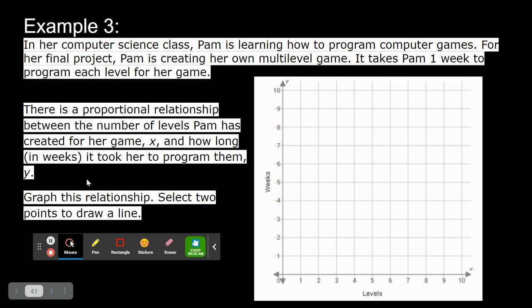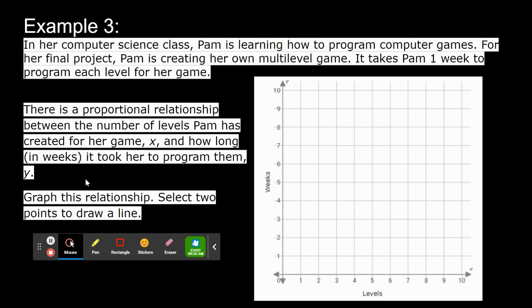Now, some of them will have you graph the relationship after they give you some information. So let's go ahead and read this out loud. In her computer science class, Pam is learning how to program computer games. For her final project, Pam is creating her own multi-level game. It takes Pam 1 week to program each level of her game.